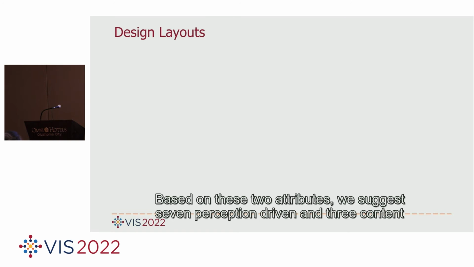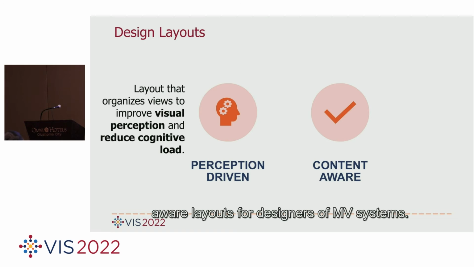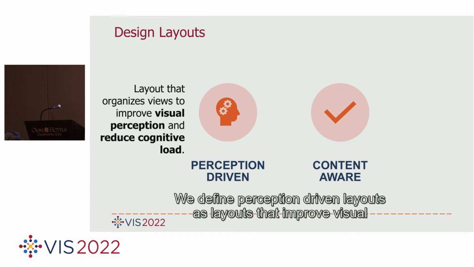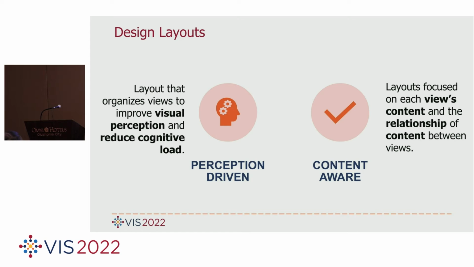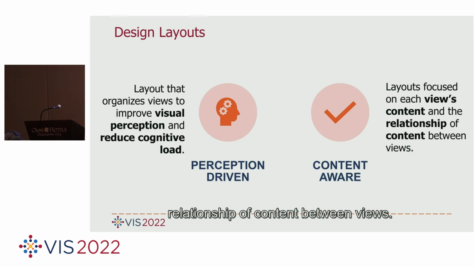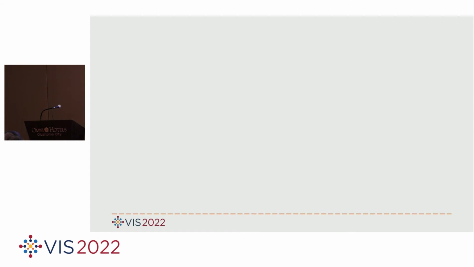Based on these two attributes, we suggest 7 perception-driven and 3 content-aware layouts for designers of MV systems. We define perception-driven layouts as layouts that improve visual perception and reduce cognitive load. We then define content-aware layouts as ones that focus on the views' content and the relationship of content between views. Now let's further explore these proposed layouts.